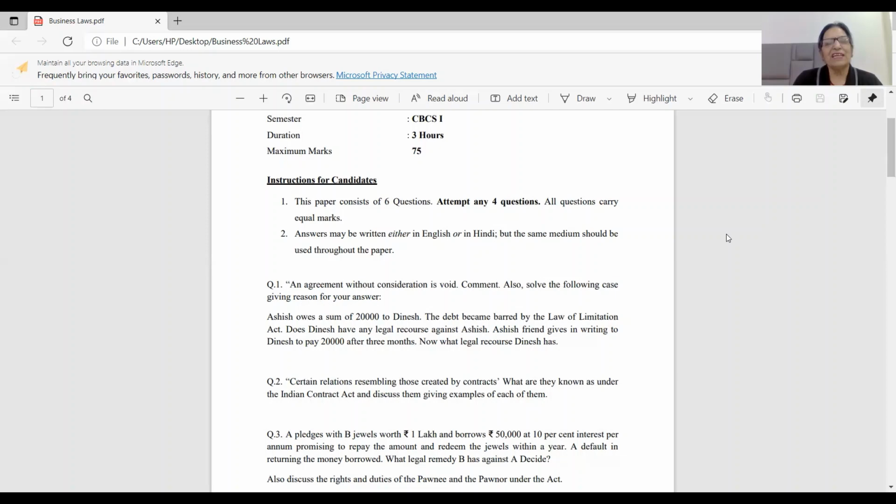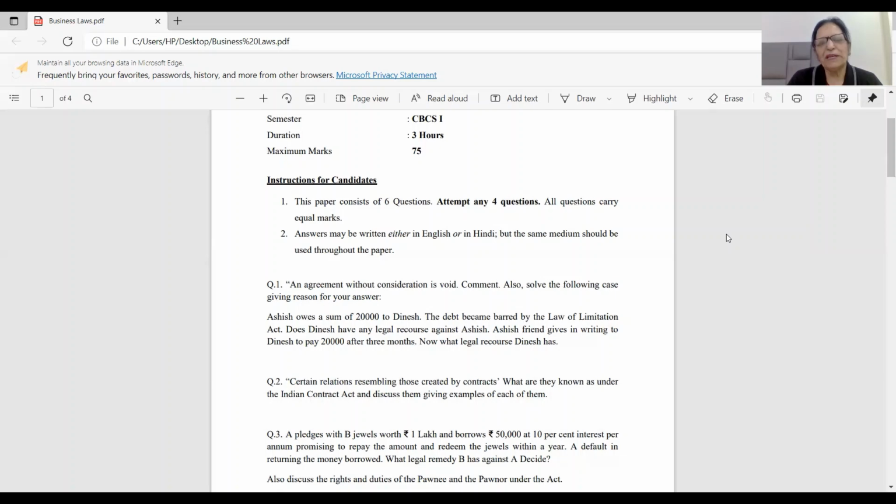Now coming to the case law, friends, I would like to read it first and then tell you how to answer this case law. Ashish owes a sum of rupees 20,000 to Dinesh. The debt became time barred by the Law of Limitation Act. Does Dinesh have any legal recourse against Ashish? Ashish's friend gives in writing to Dinesh to pay rupees 20,000 after 3 months. Now what legal recourse does Dinesh have?